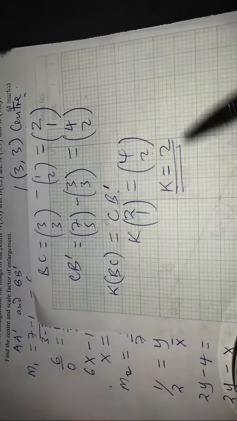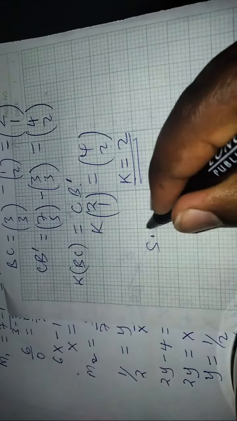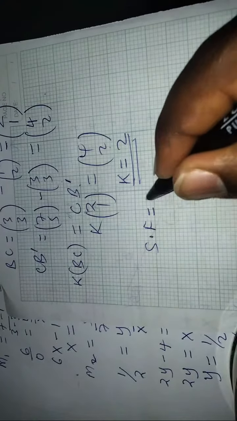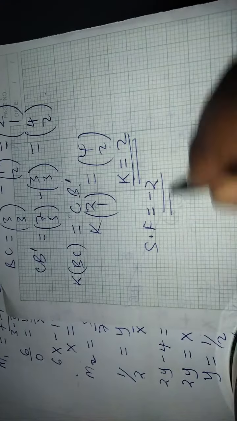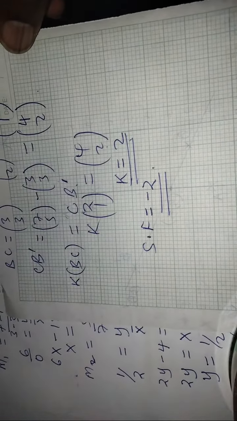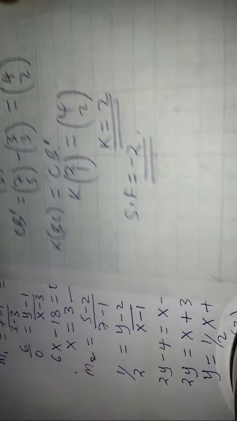Therefore, we can conclude that the scale factor is going to be negative 2. Negative in the sense that B and B prime are on opposite sides of the center of enlargement.